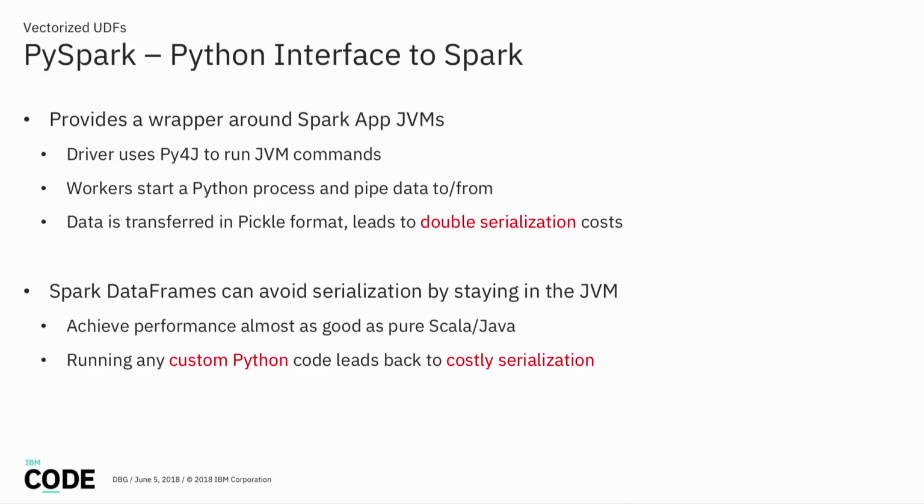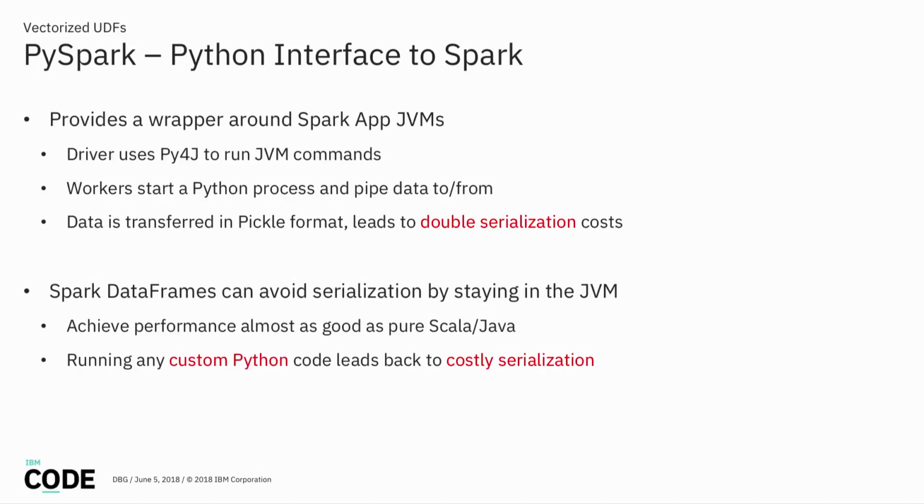So a little bit about the architecture of PySpark, which is the Python interface in Spark. It provides a wrapper around the Spark JVM. And in your driver application, it uses py4j to run your JVM commands. And on workers, a JVM is started, which kicks off a Python process to do the work. When data needs to be transferred to and from, it's always done in the pickle format, which ends up causing a double serialization cost as you transfer data to and from your Python and Java processes.